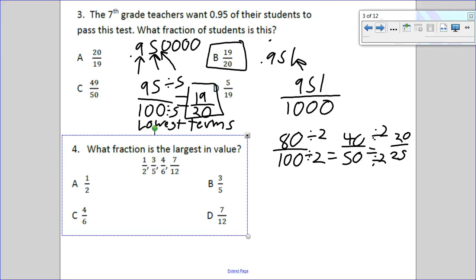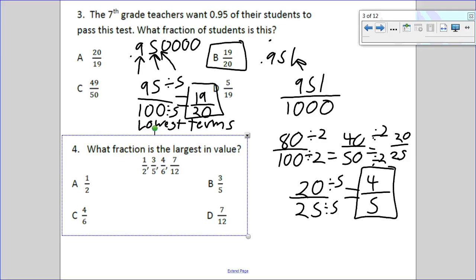Okay, well, 20 and 25 can't be divided by 2, but they both can be divided by 5. So if you divide the top and the bottom both by 5, you get 4 over 5. 20 divided by 5 is 4. 25 divided by 5 is 5. So 80 over 100 is actually the same as 4/5. So that would be the lowest. This would be in lowest terms.